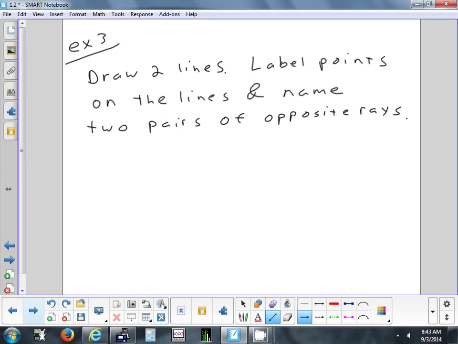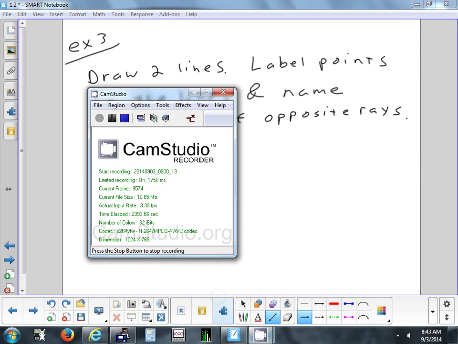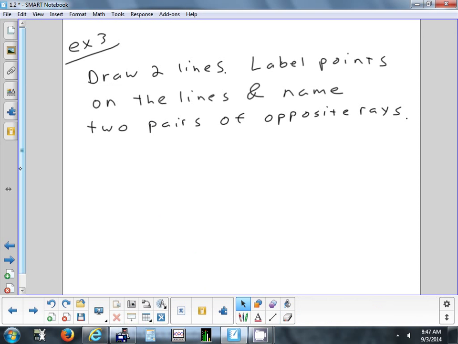Okay, so try to sketch that. 2 lines. And I want you to name 2 pairs of opposite rays. All right, so again, we're looking for 2 lines, we're going to have to label some points, and then I want to label some pairs of opposite rays. Okay, so first thing is, let's just try to get the sketch. Don't worry about the opposite rays yet.